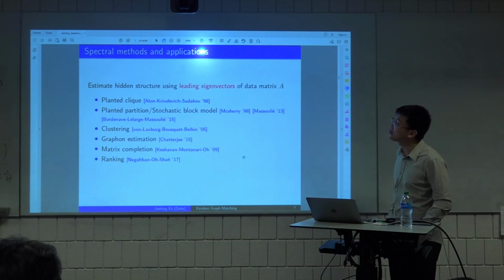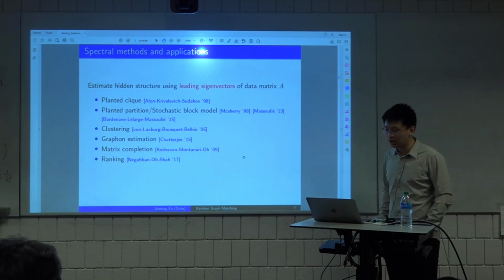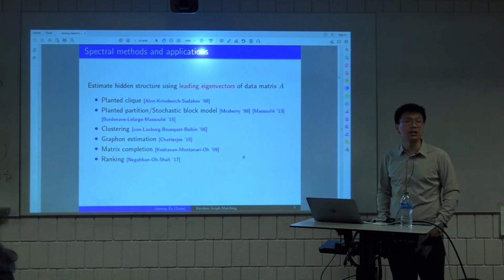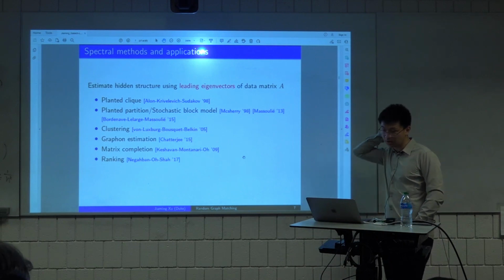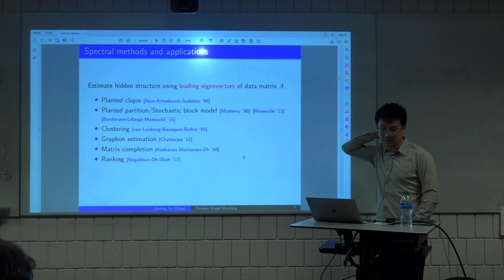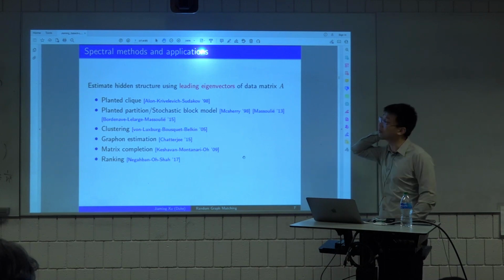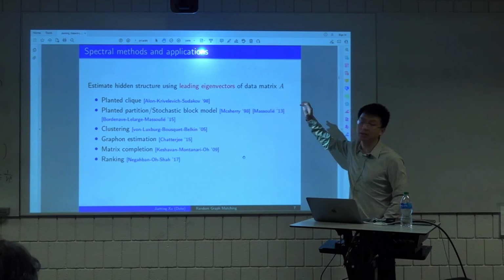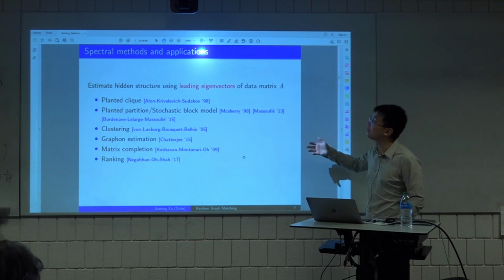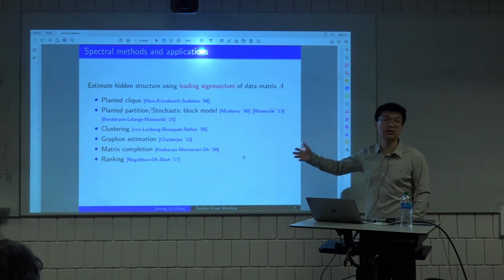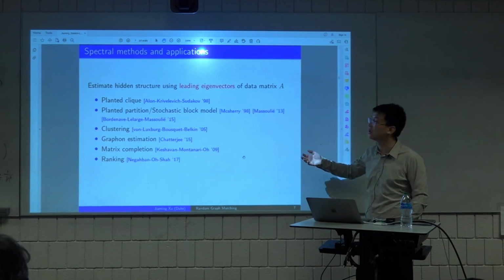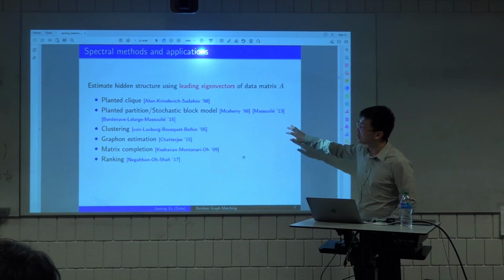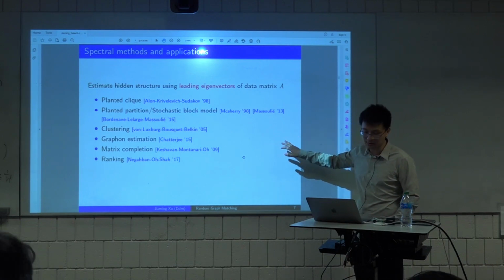For the spectral method, they're actually a very powerful method for estimating hidden structure by looking at the leading eigenvectors of the data matrix. So we have actually successful stories in many different planted models. For example, this planted clique problem. You have a large hidden clique in this large Erdős random graph, and you want to recover the location of the clique. Here, if you look at the adjacency matrix of the planted clique model, it's approximately low rank. So that's why, for example, you can look at the second largest eigenvector and use that to help you identify the location of the hidden clique. A similar idea also applies to the stochastic block model, planted partition, clustering, graphon estimation, matrix completion, or even ranking.